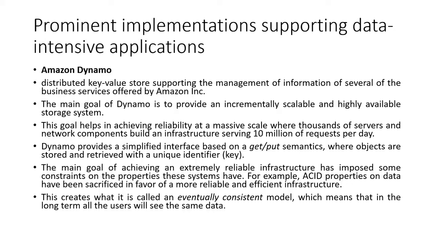Dynamo provides a simplified interface based on get-put semantics, where objects are stored and retrieved with a unique identifier, that is the key. The main goal of achieving an extremely reliable infrastructure has imposed some constraints on the properties of these systems. For example, ACID properties on data have been sacrificed in favor of a more reliable and efficient infrastructure. This creates what is called an eventually consistent model, which means that in the long term, all the users will see the same data.